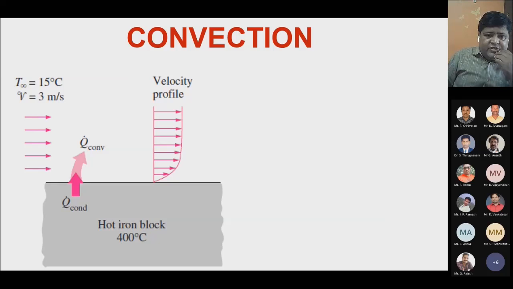The velocity at the surface of the plate or the hot iron block is absolutely zero because of the no slip condition, what we have studied in fluid mechanics. And gradually you can see the velocity of the layers increase, and at one point you can see that the velocity becomes equal to the free stream velocity. So when we talk about the boundary layer, we consider the height in the y direction where the velocity of the fluid is equal to the free stream velocity. That is what the boundary layer thickness is called.